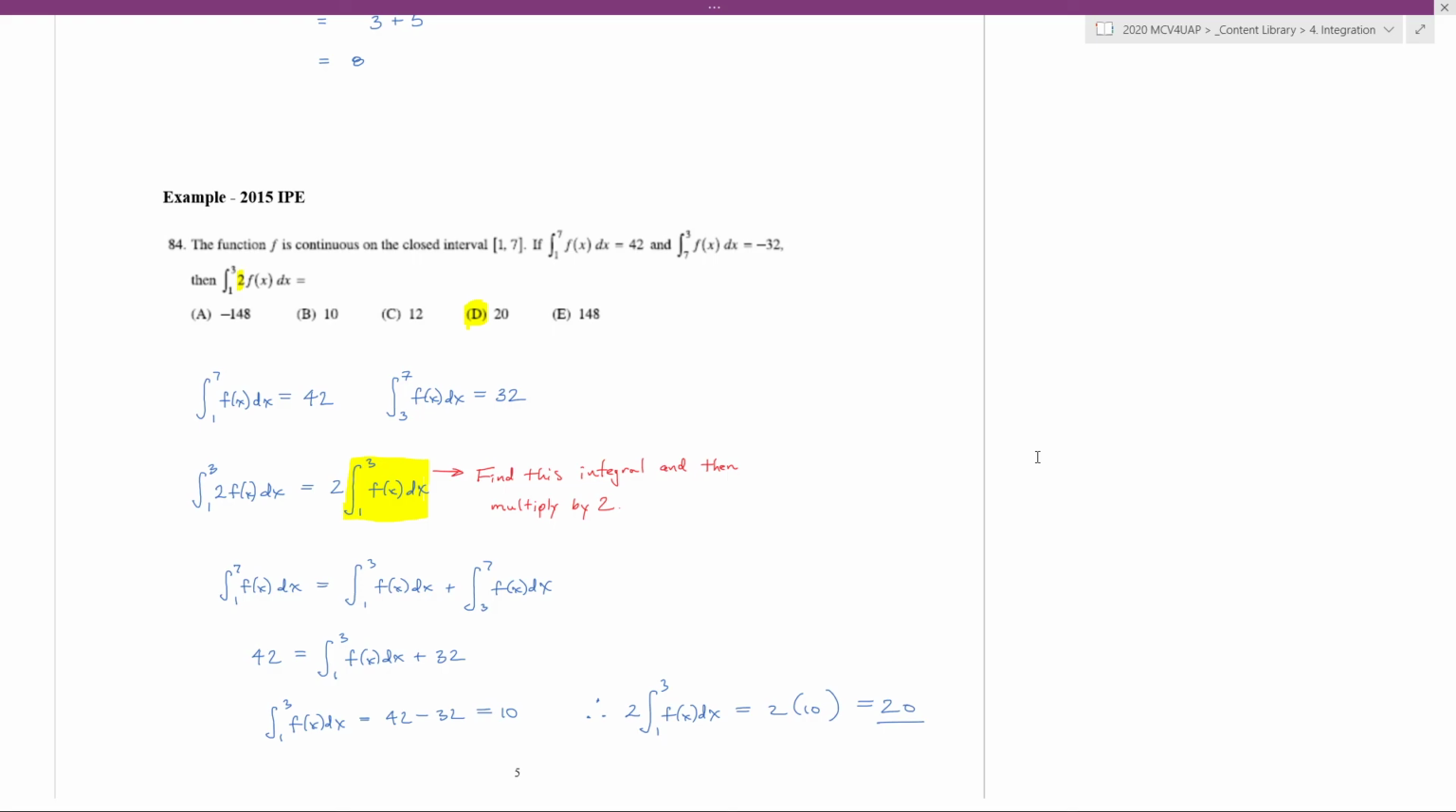Well, it's just 42 minus 32, which is 10. So the integral from 1 to 3 of f of x dx is equal to 10. But we're being asked to find 2 times that. So I just take my value of 10, multiply it by 2, and I get 20, which means the answer is D.